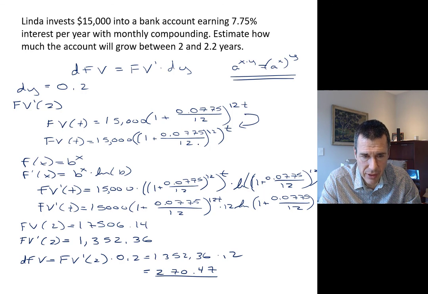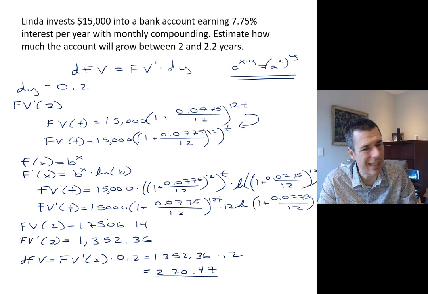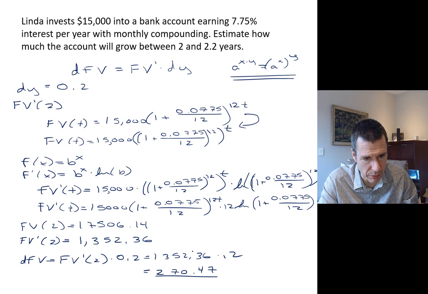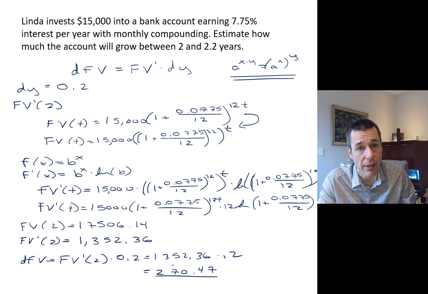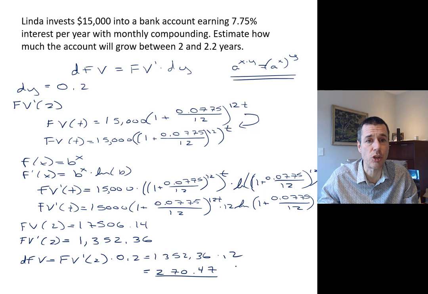That left us with a function whose derivative we can take, right? So we know if we have a function b to the x, then we can take its derivative, b to the x times ln of b. So we took its derivative, we did a little bit of work simplifying, and then just plugging in numbers, working through to calculate that we estimate the account will grow by $270.47 between 2 and 2.2 years.